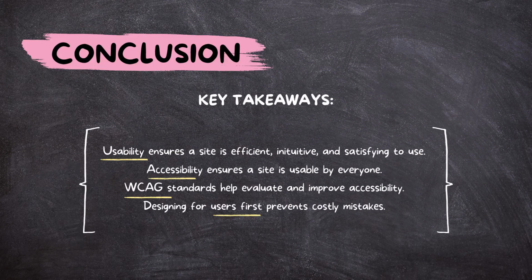Now, to wrap it up, usability and accessibility are going to be essential for creating effective, inclusive web experiences. So, some of the key takeaways are that usability is going to ensure a site is efficient, intuitive, and satisfying to use. Accessibility ensures that a site is usable by everyone, and that's going to include people with disabilities. The WCAG standards are going to help evaluate and improve accessibility, and we looked at Healthcare.gov's failures that show why usability and accessibility matter to a website.